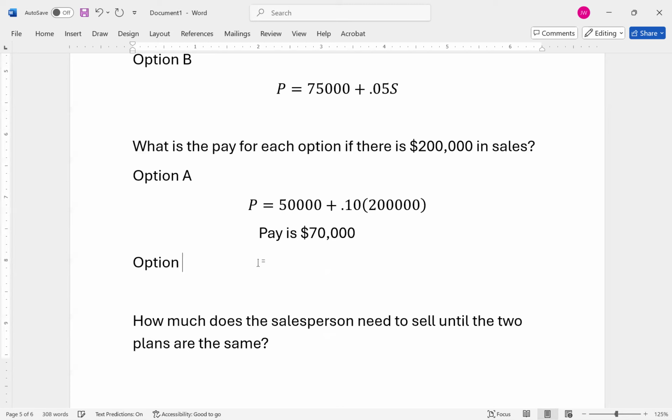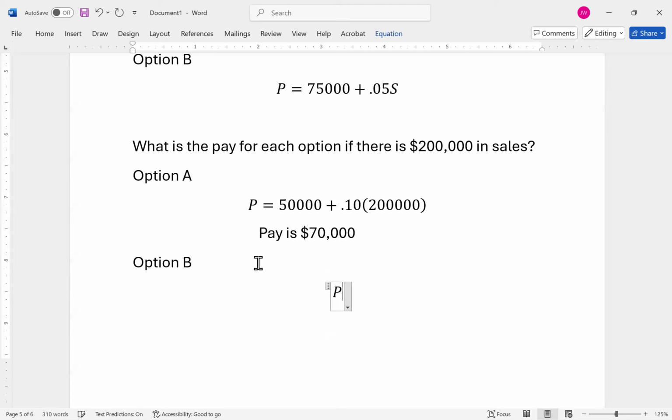In option B, if the salesperson sells $200,000 worth of stuff, option B would take 75,000 and then tack on 5% of the 200,000. When we calculate that, the payment would be 85,000. So if the salesperson sold 200,000, then option B would be a better pay.